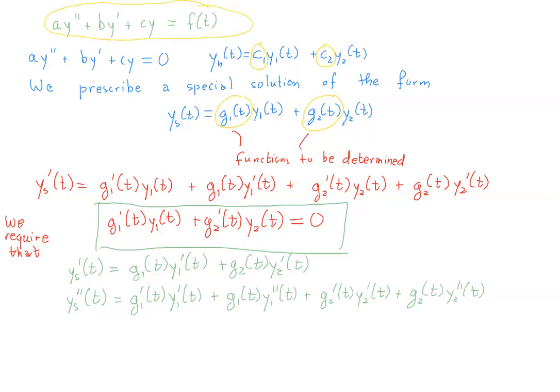And if we do so, what do we get? We get a times the second derivative, which is what I just found, g1 prime of t, y1 prime of t, plus g1 of t, y1 double prime of t. Maybe I shouldn't have put "of t" all this time. I would have made the whole thing a little simpler, but my apologies.